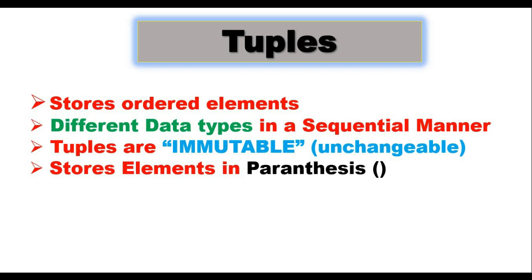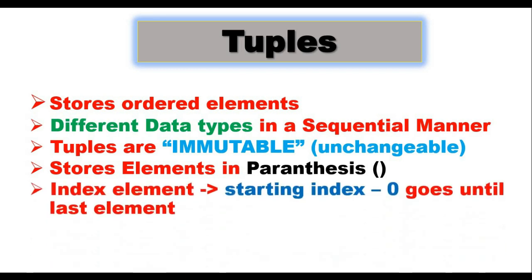Next, we should store elements in parentheses. As a programmer, we have to know the differences between parentheses, square brackets and curly braces, right? Next, all the elements are stored with an index, as we saw in the list example. If you missed my previous video, please click on the I button and watch it. The index starts with 0 and goes on until the last element you are giving inside the tuple. Clear?